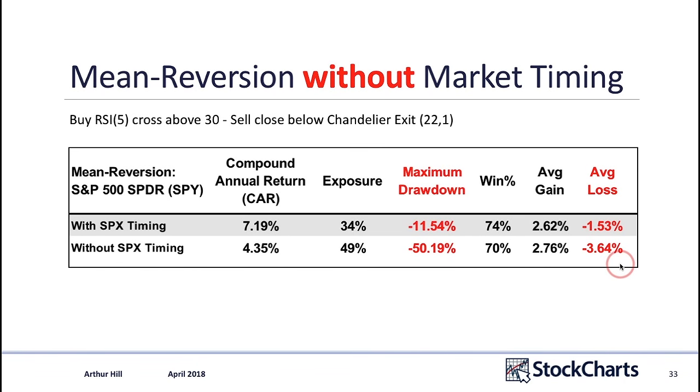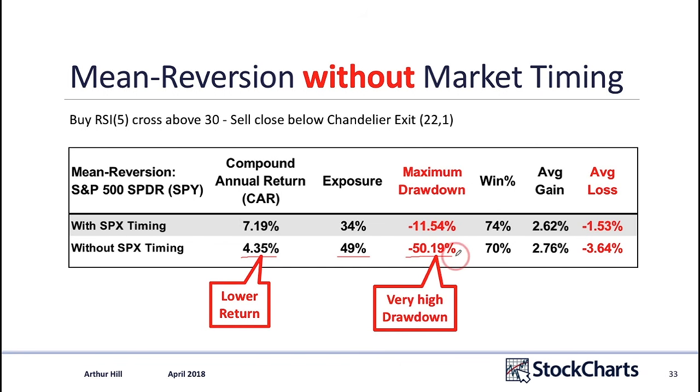So what happens if we just say, I don't care what the broad market is doing, I'm going to trade this mean reversion system? You can see the results are worse. You have a 4.35% annual return in place of 7.19%. Your exposure goes up, and you have lower return and a maximum drawdown of 50%. I don't know anybody that can trade a system that has a 50% drawdown. I know I couldn't. And you can see that the average loss is greater than the average gain. So you really need to include broad market timing.